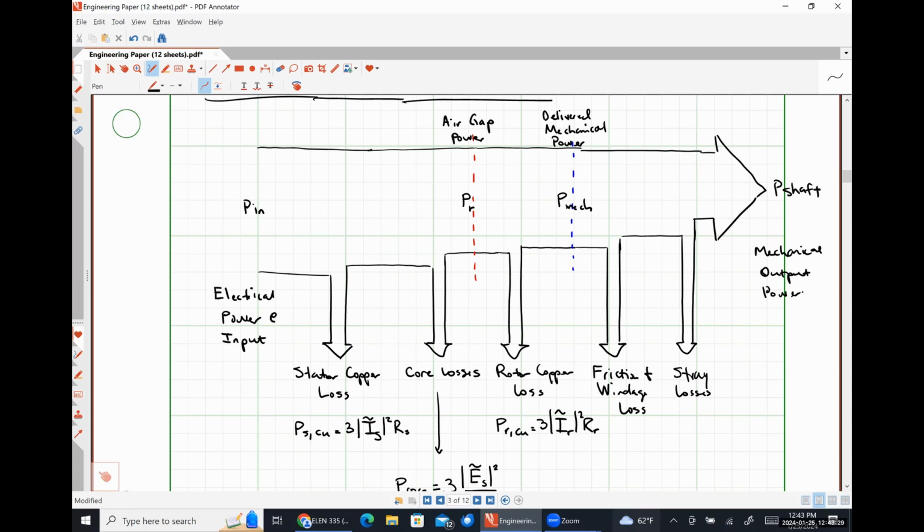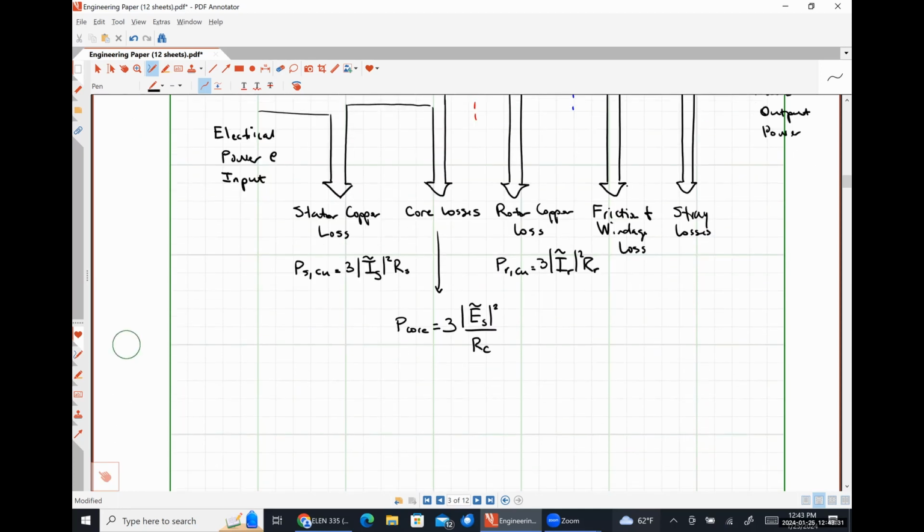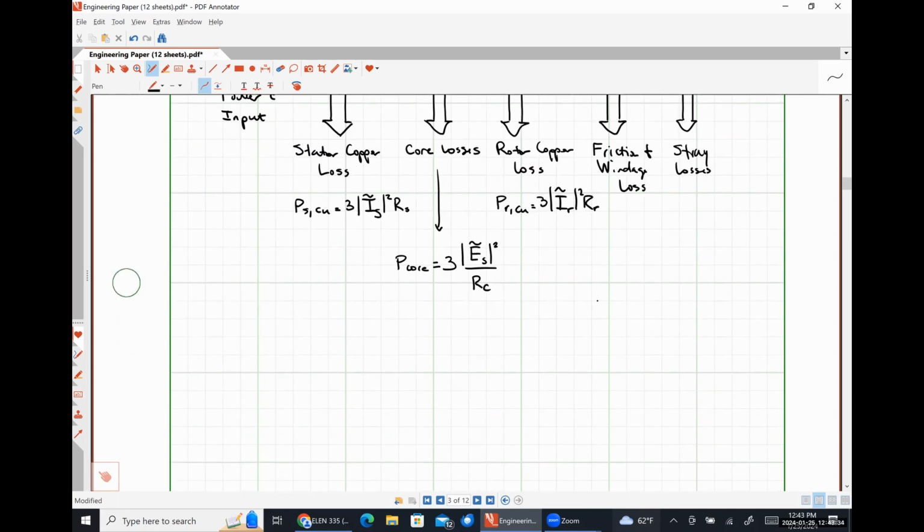So from here, we can say that our motor's efficiency, eta, is equal to the power at the output of our system divided by the power at the input of our system, which is nothing more than our shaft power divided by our input power.